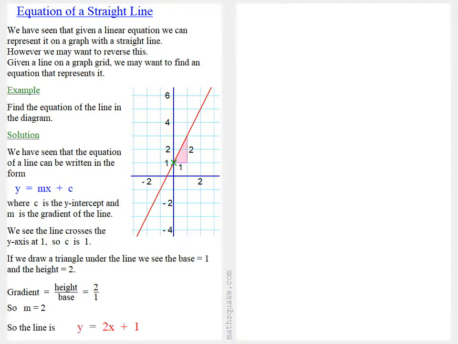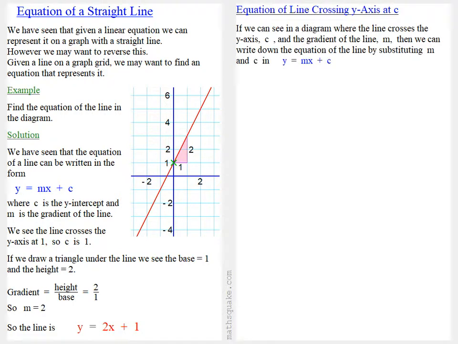The equation of a line crossing the y-axis at c. If we can see in a diagram where the line crosses the y-axis, that's c, and the gradient of the line m, then we can write down the equation of the line by substituting m and c in the equation y equals mx plus c. This sometimes makes it easy to write down the equation of a graph. So let's look at another example.